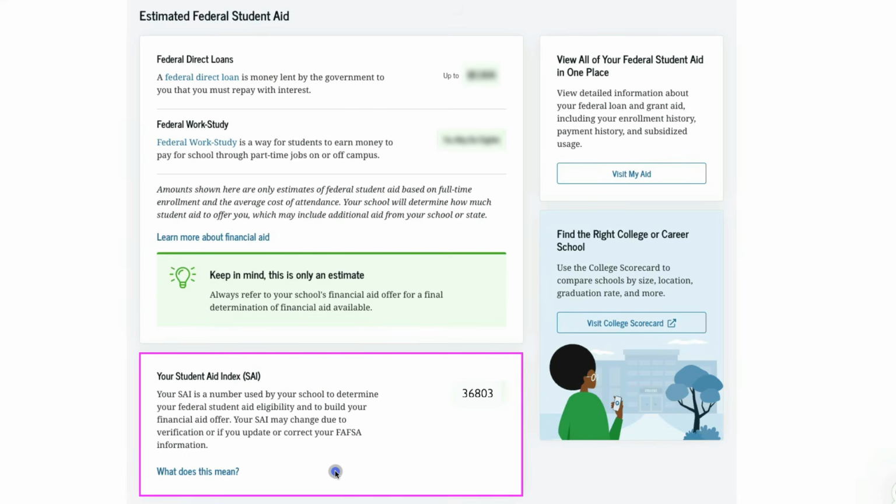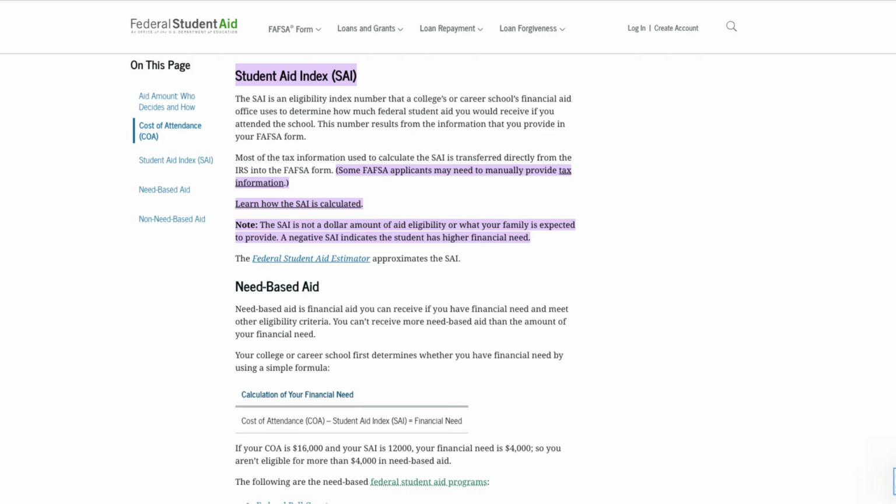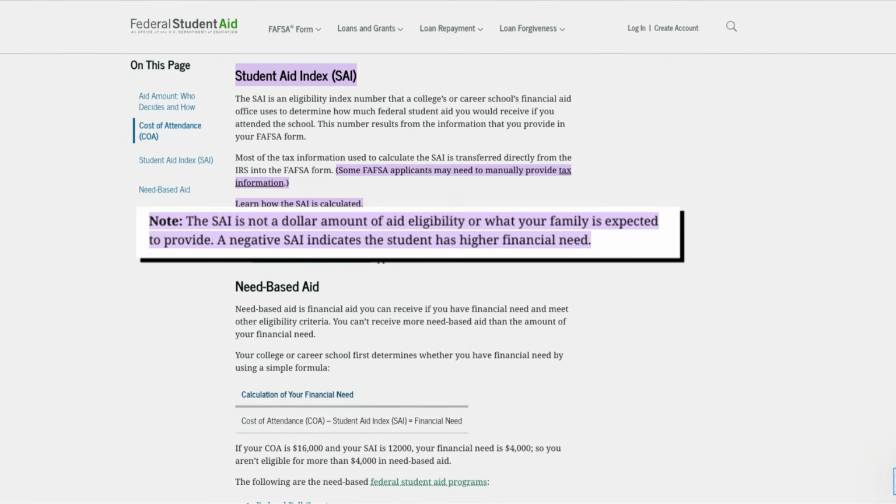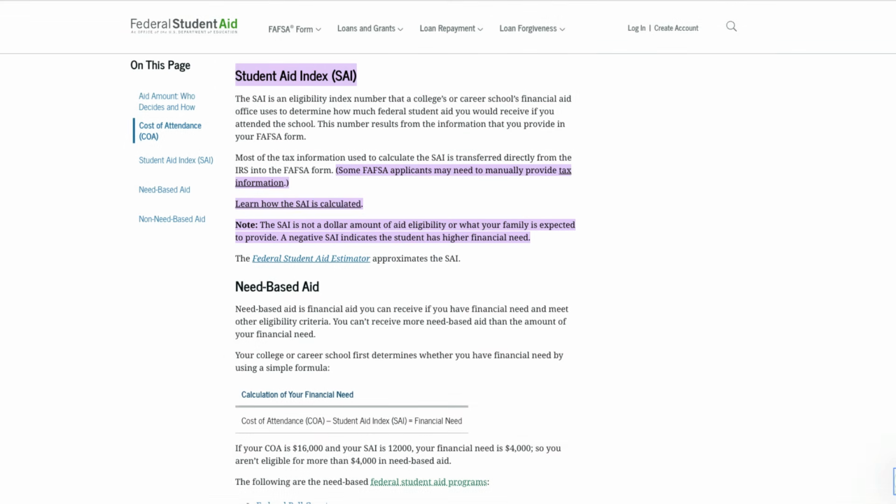The SAI number reported by FAFSA doesn't have a dollar sign. It's just listed as a number, as an index. However, since it's calculated based on income and assets in dollars, most people naturally interpret it as a dollar amount. But it is not the amount that's required of the family to pay. It's just being used by the colleges to determine financial aid.